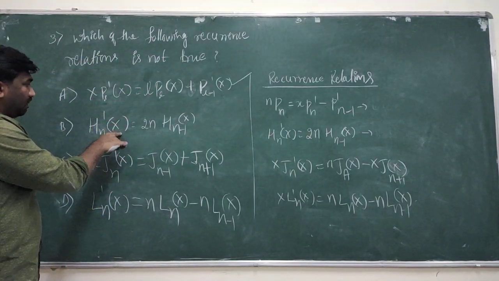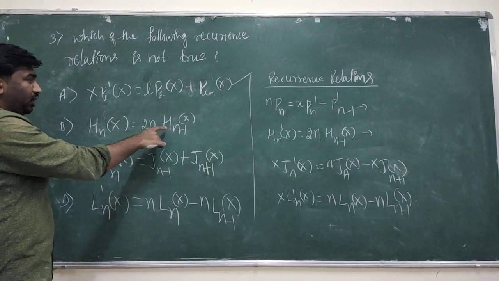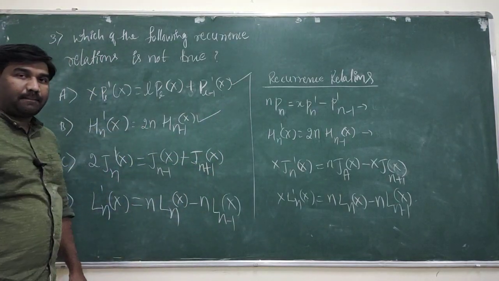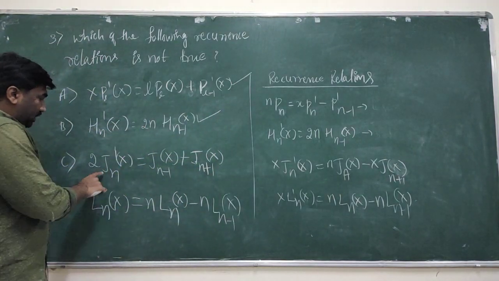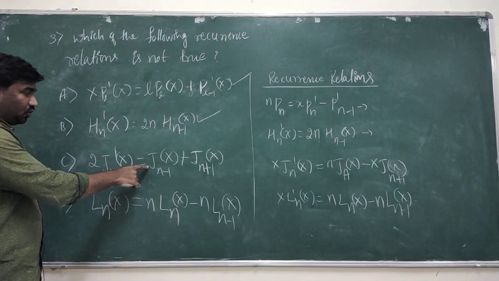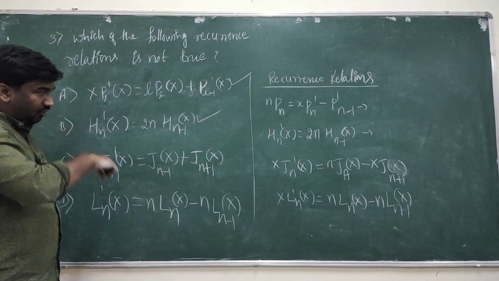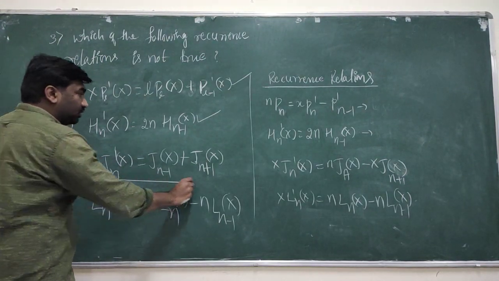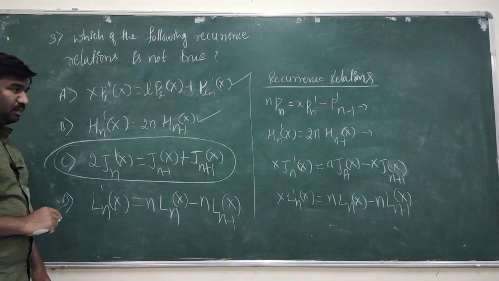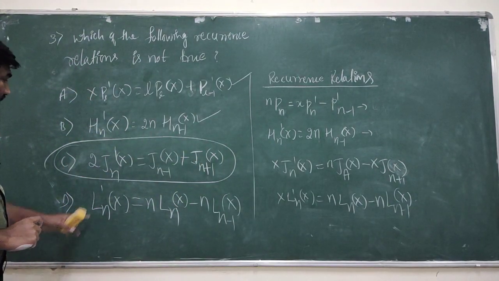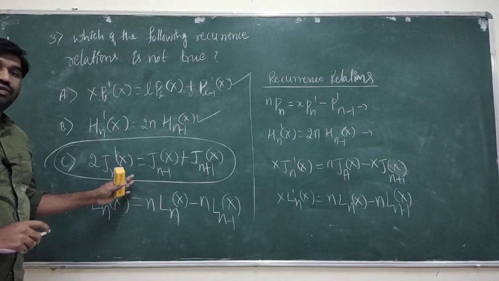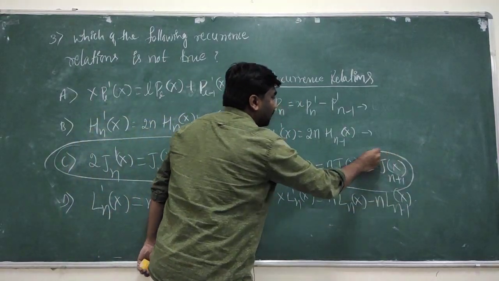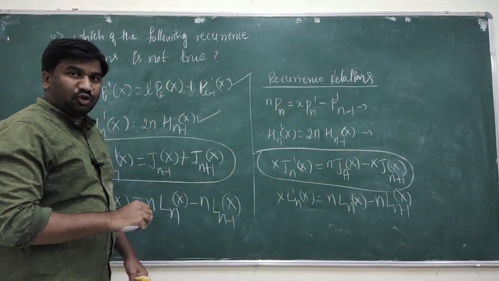And Hn prime of x is equal to 2n into H(n-1) of x. So this is the recurrence relation for Hermite polynomial. So this is also correct. And 2Jn prime of x is equal to J(n-1) of x plus n J(n+1) of x. See, this is not a recurrence relation. There are some mistakes here, but this looks like a recurrence relation for Bessel's function. So Bessel's function, and this is the actual recurrence relation for it.